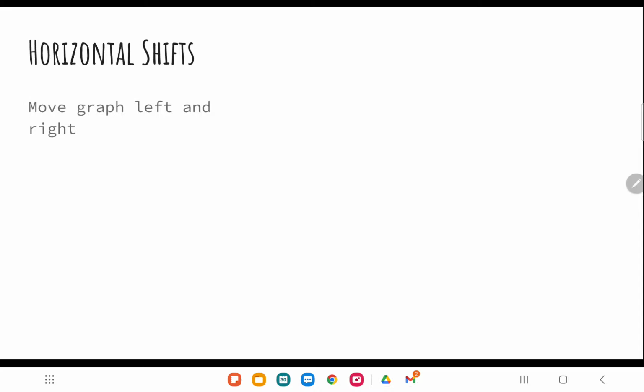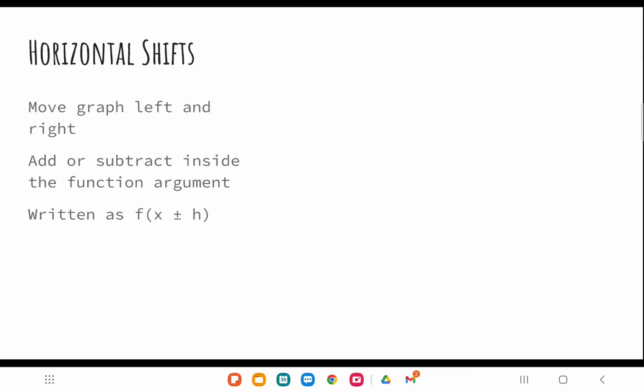Horizontal shifts move the graph left and right. Again, they are a translation of the graph. We add or subtract inside the function argument. It is generally written as f of x plus or minus h. I have only very rarely seen the h written first within the function argument.